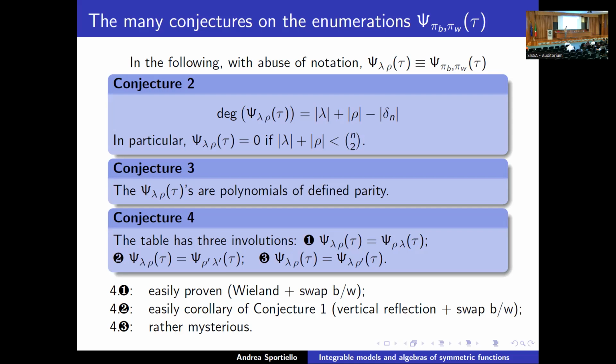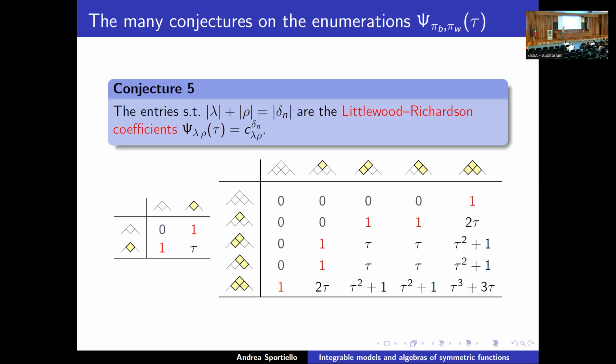Conjecture 4. The table has 3 involutions. It is symmetric in lambda and rho, and then it has the symmetry that swaps rho with rho prime, lambda with lambda prime, which is taking the transpose of the integer partition. And so there are various ways in which you can do that. All these ways give a symmetry, and 2 generators of this Z2 to the cube group are somehow easy. One of them is just proven, and the other one will be a corollary of conjecture 1. But a third generator remains mysterious, and I'll come back to it in a second. I'm out of time.